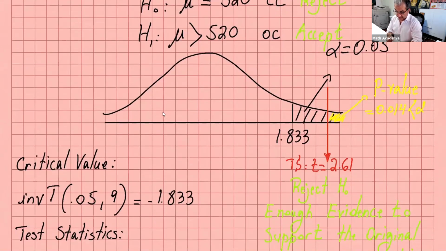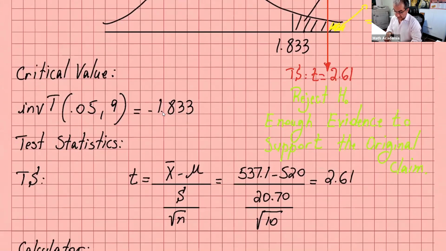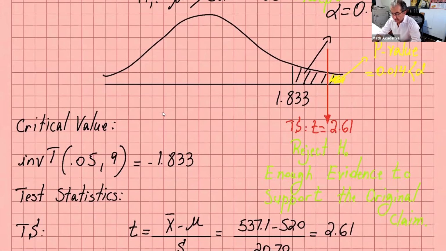So you go inverse t, 0.05, do not divide that by 2 because it's just one tail. Degrees of freedom are 9. If you do that, you get negative 1.833, but you take the positive one because it's a right-tail test. Test statistic: x minus mu over s over square root of n, and we have all this. This is in the claim, substitute. You get 2.61. Compare it to 1.833. It's in the shaded area.